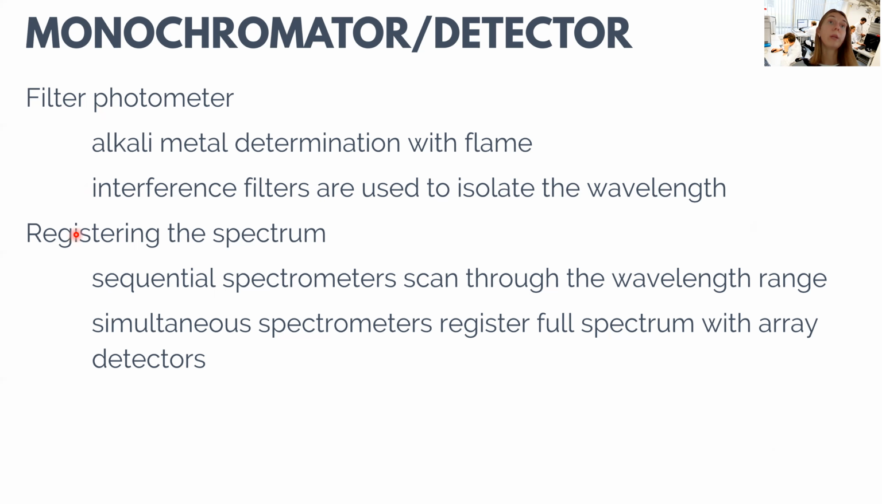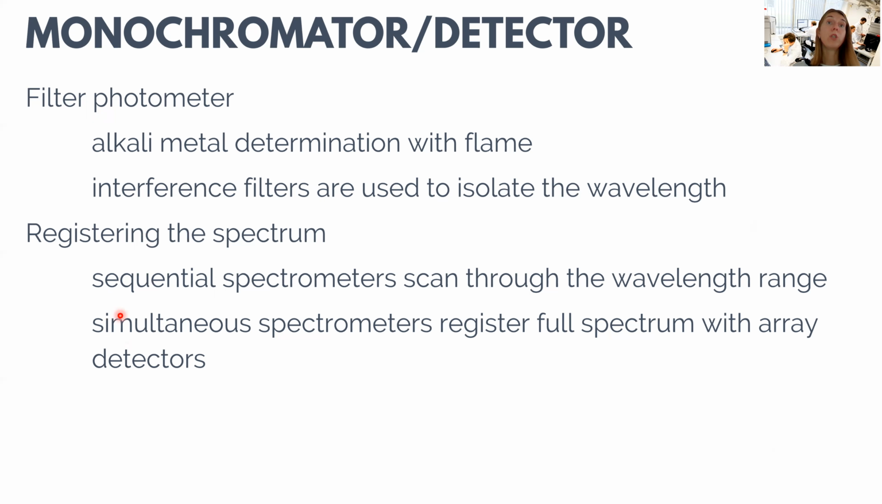However, another possibility is that we register the spectrum, or we register multiple different wavelengths. And there are two solutions for this, either a sequential spectrometer, and in this case, the monochromator is used to scan through the whole spectrum or parts of the spectrum and register the intensity of the light emitted by the atoms in our atomizer.